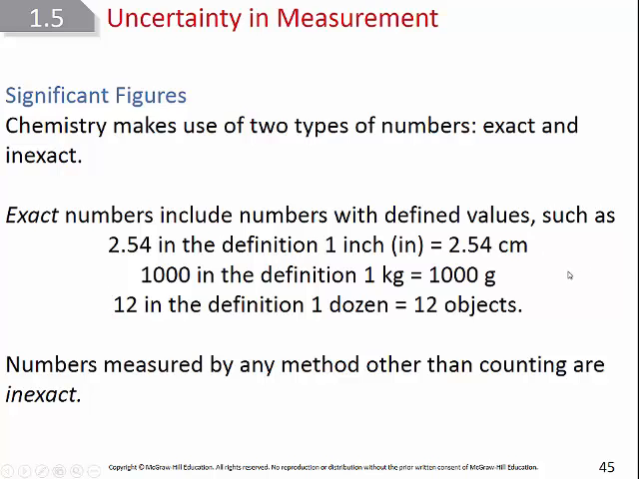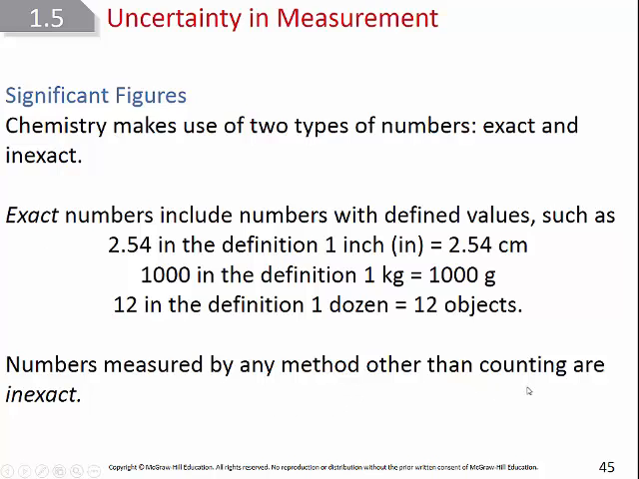You can also get exact numbers from counting whole objects. If I were to count out 12 marbles, I have exactly 12 marbles. There's no possible amount of error there. I don't possibly have 12.01 marbles or maybe 11.99 marbles. I'm counting whole objects, so I have exactly 12 objects. So those are the two ways of getting an exact number. And exact numbers have limitless significant figures in them.